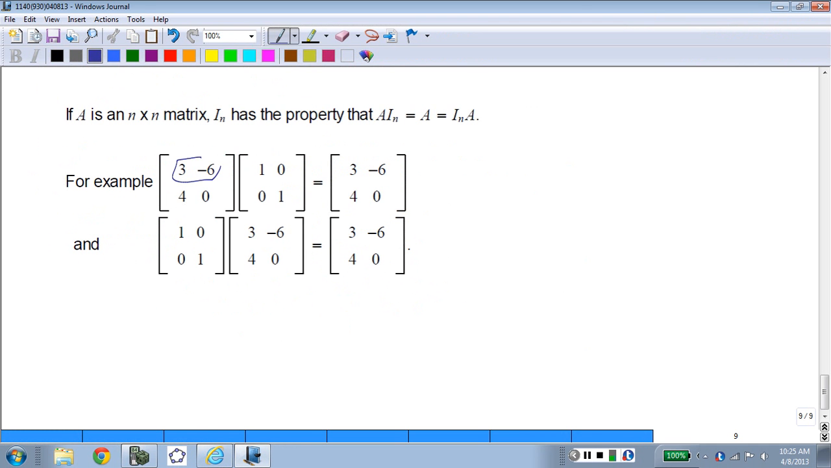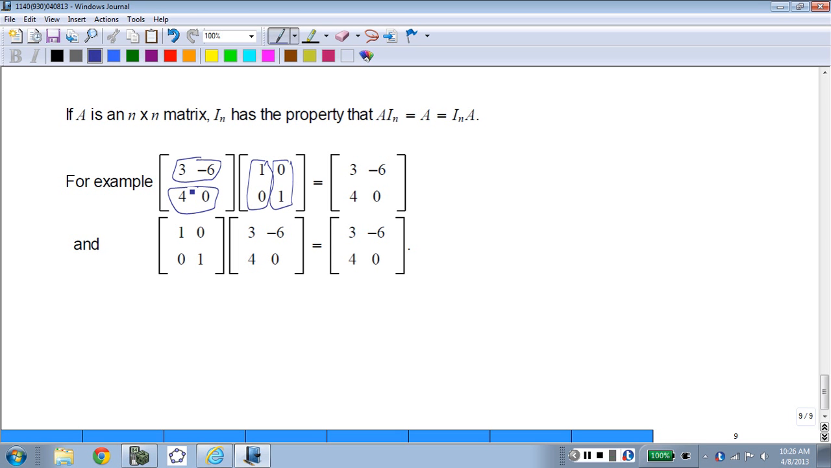By multiplying this row by this column, 3 times 1 is 3, negative 6 times 0 is 0. So it just picks off the 3. And we put a 3 there. If I multiply by this column, 3 times 0 is 0, negative 6 times 1 is negative 6. It just gives me the negative 6. So in so doing, it just copies and pastes the top row there, and something similar happens for the 4, 0 down below. So if I take a 2 by 2 matrix and multiply by the identity, I get the same 2 by 2 matrix.